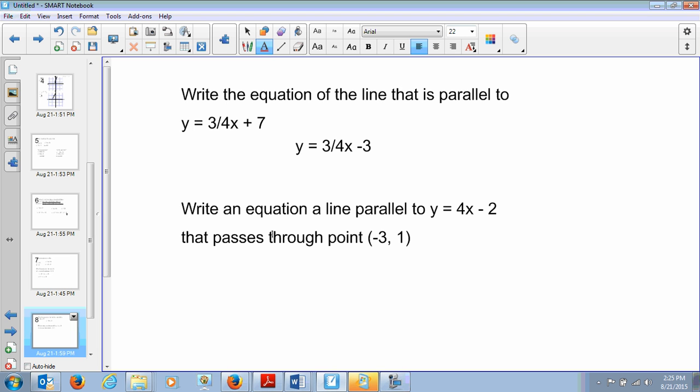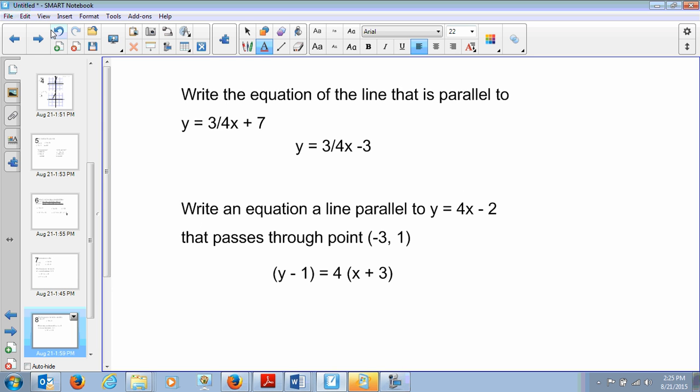Here I want to write an equation of a line that's parallel to y equals 4x minus 2, but it goes through this point. We're going to use point slope formula. So y minus my y coordinate, which is 1, equals the slope. I want it to be the same because I want it to be parallel. The slope is 4 times x minus my x coordinate, which was -3, so it turns into an x plus 3. Those are parallel. They have the same slope, 4 and 4. It just passes through that point.